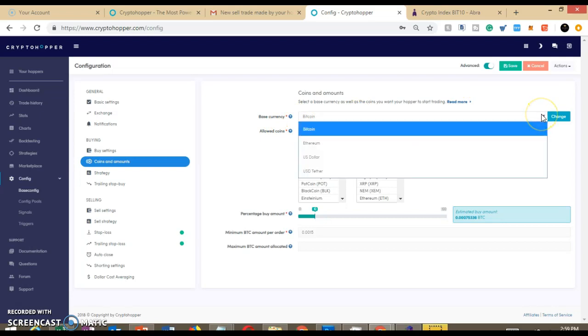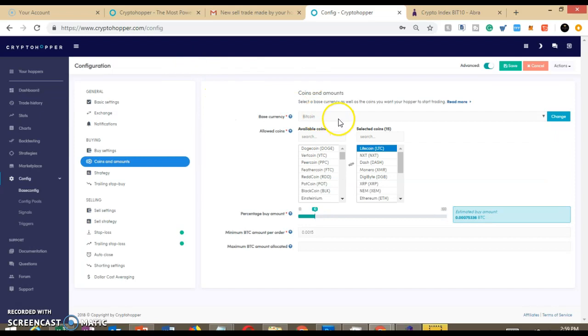I could use another currency, Ethereum, US dollars, or US Tether. So it may be good to use the USD or the Tether if you want to make sure that you lock in your earnings. By me holding it with Bitcoin, I run the risk that when it gets out of a trade, and let's say Bitcoin is dropping, then I'm going to lose some of my value.